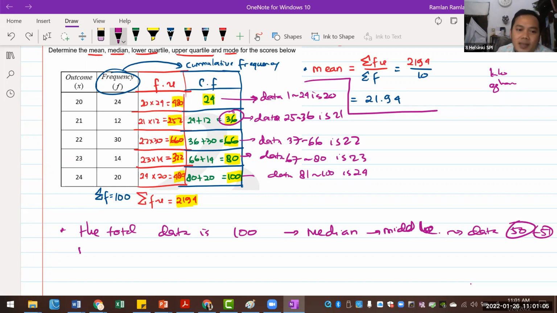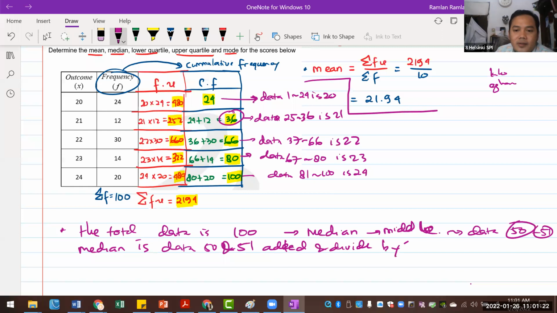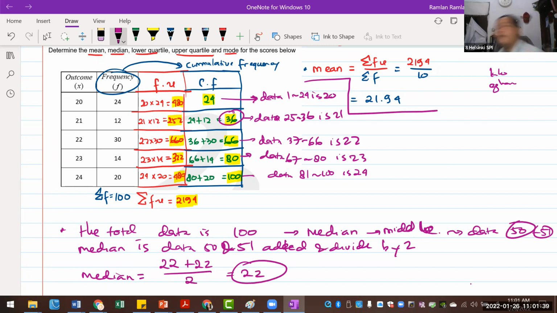Which means that the median is data 50 and 51, added and then divided by 2. Okay guys, so I can write this down as median equals data number 50 is 22. Data number 51 is also 22. It happens to be the same. And divided by 2, that will be equal to 22. So this is going to be the median.